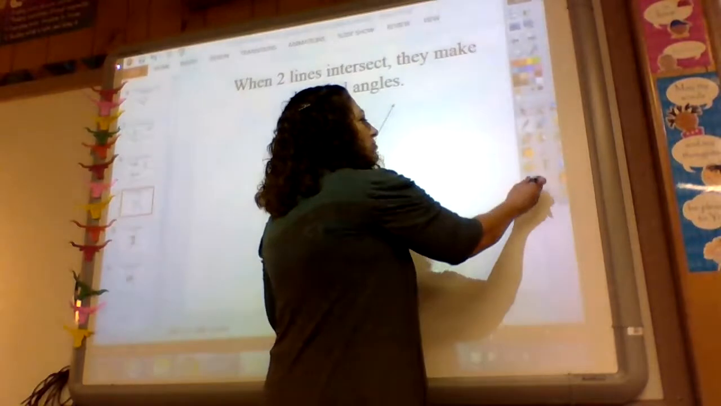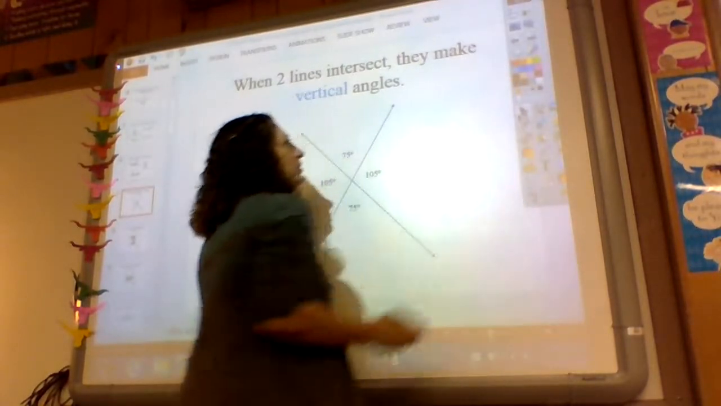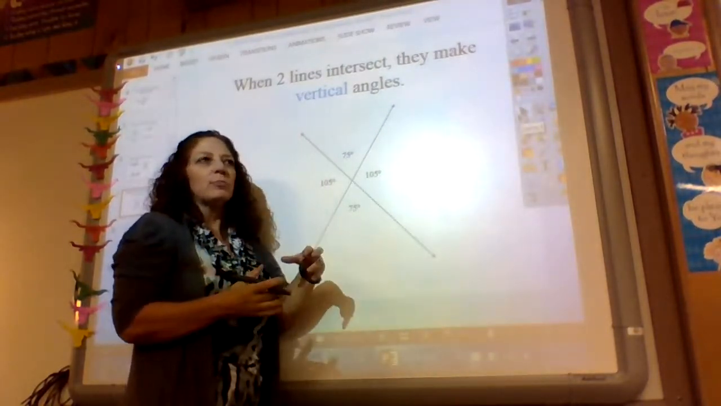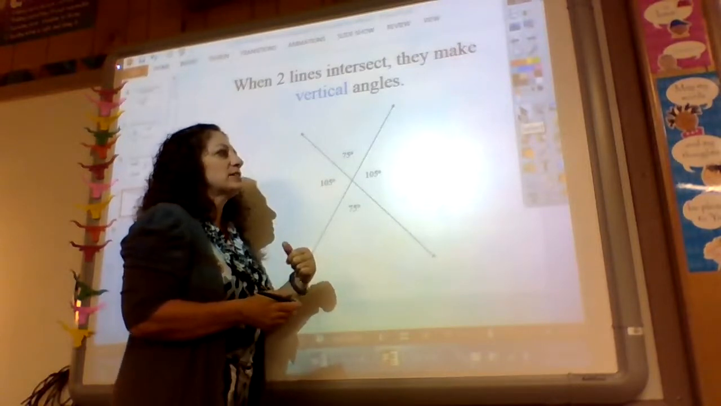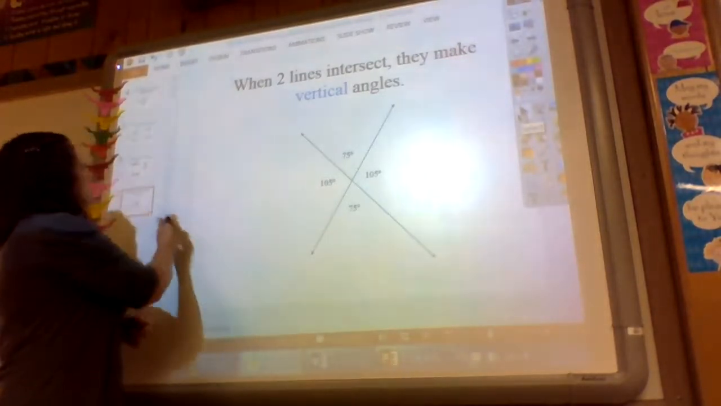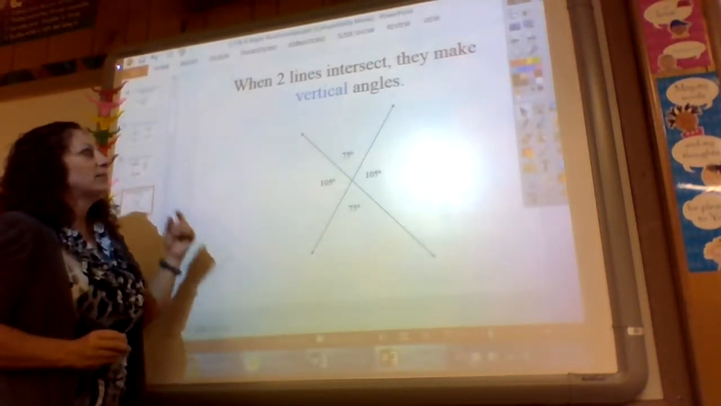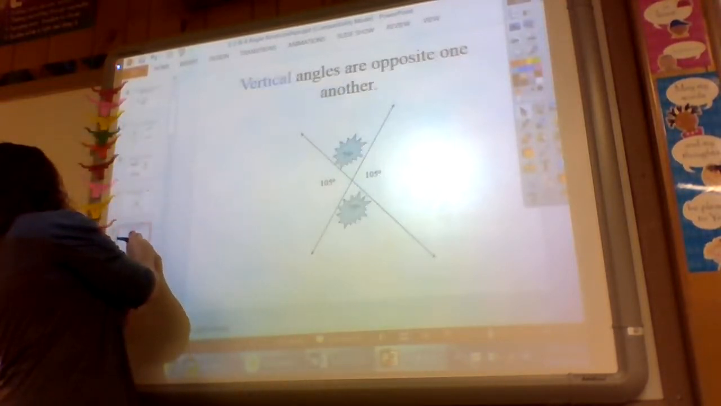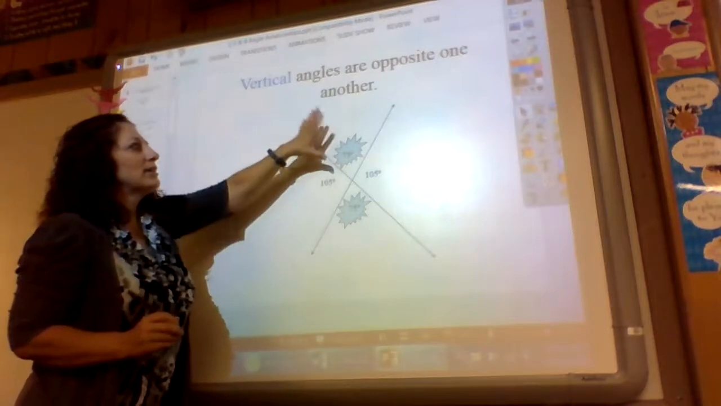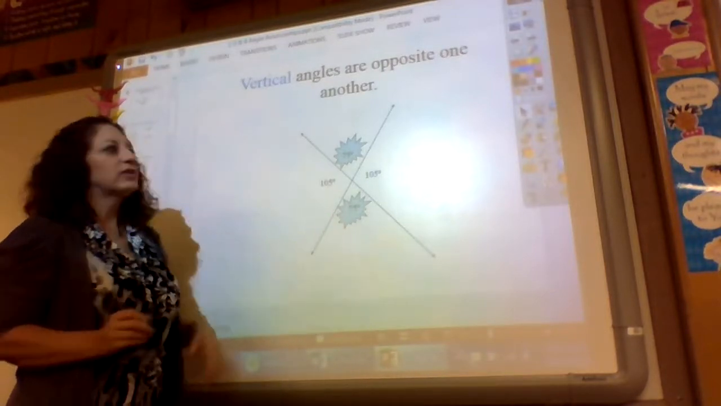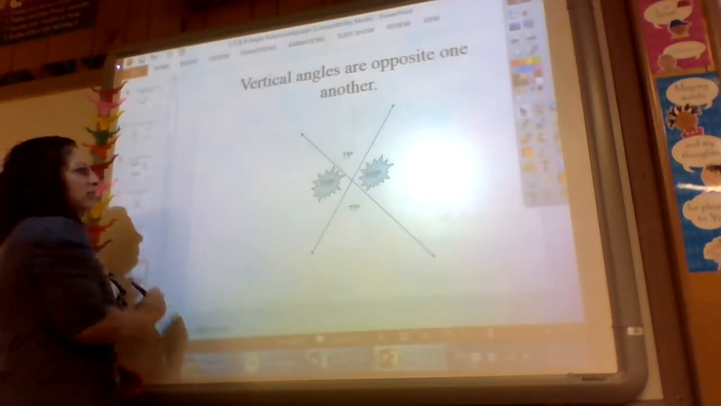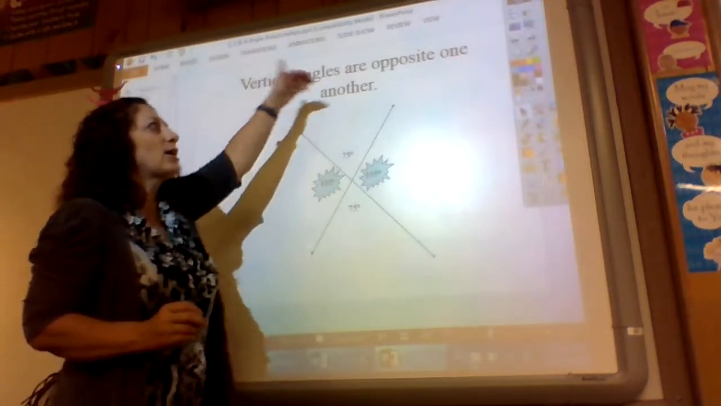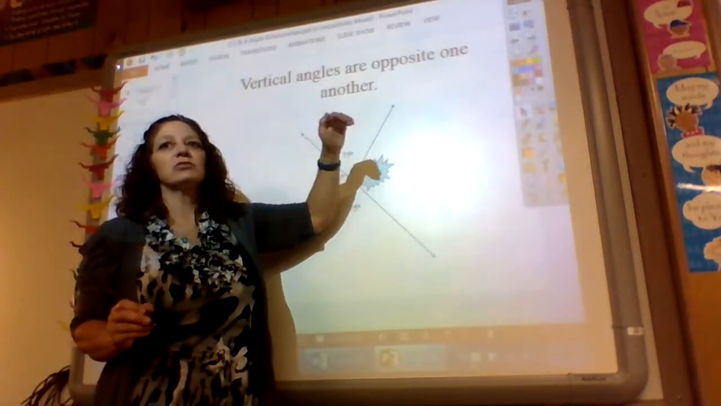They're always made from two lines. You can have vertical angles among multiple lines, and I'll show you an example in a second, but they are made from two lines only. They share a vertex, they intersect from two lines. I didn't change the screen, there we go. So the BAMs just show you where the vertical angles are. The 75s are there, the 105s are there. They're always opposite one another, and they're always congruent.